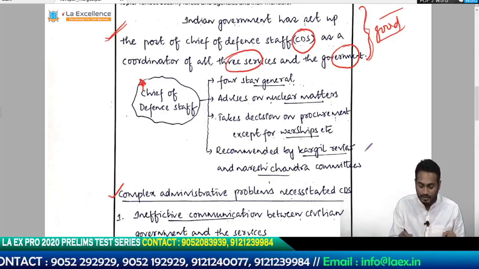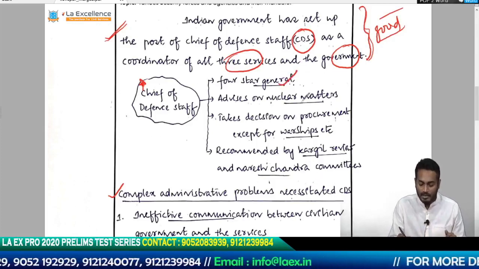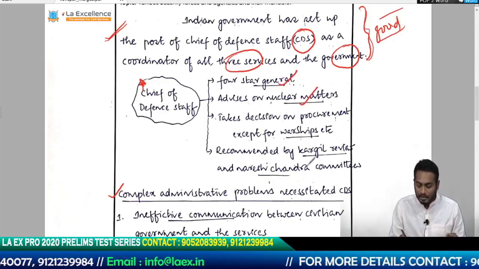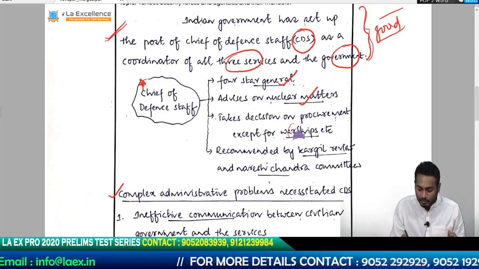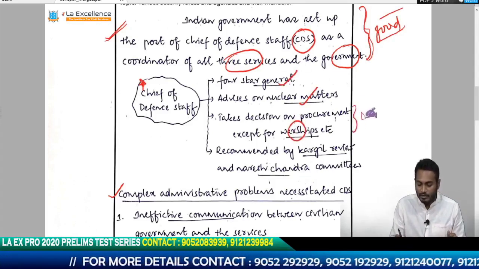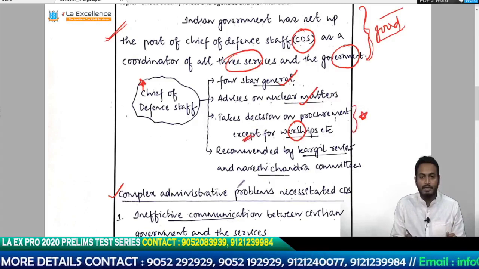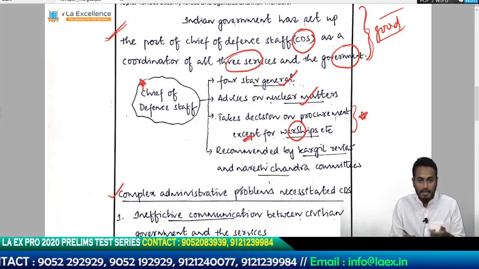Chief of Defence Staff, he's a 4-star general, good fact. Advises on nuclear matters, okay. Takes decisions on procurement except for warships, etc. So this is a good point, because he has pointed out certain exceptions. This shows that his reading is extensive.